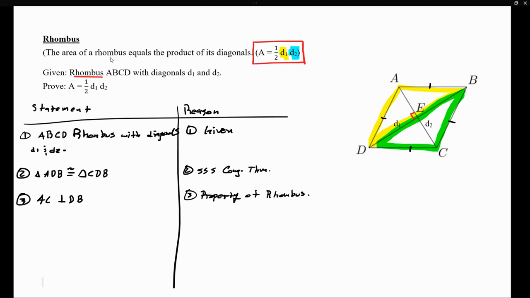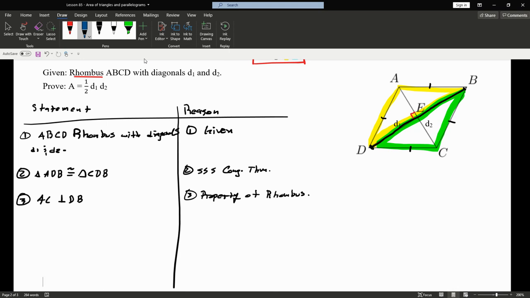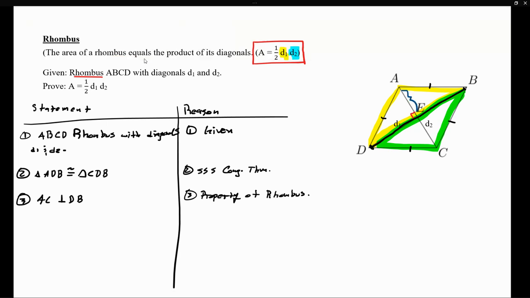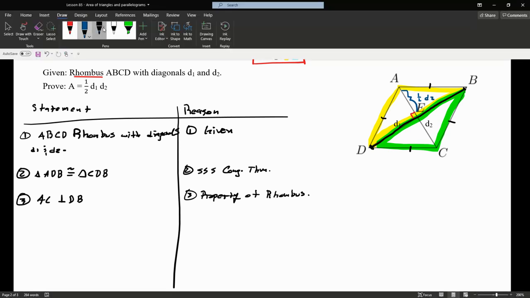And now we just concentrate on the triangle that is written in yellow. Notice that here we have a triangle where the base is defined as D1. But now, how can we define the height? Notice that this is a right triangle, so this line can represent the height. Since these two triangles were congruent to each other, and line segment AC was defined as D2, this segment right here will be exactly 1/2 of D2.